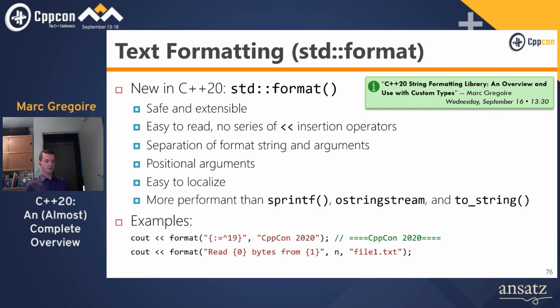And thanks to these positional arguments, localization is pretty easy. So if I translate this "read 0 bytes from 1" to Chinese, in Chinese we have to change the order of the 1 and the 0 arguments. So you just have to modify your format string. You don't have to modify the order of your arguments here.